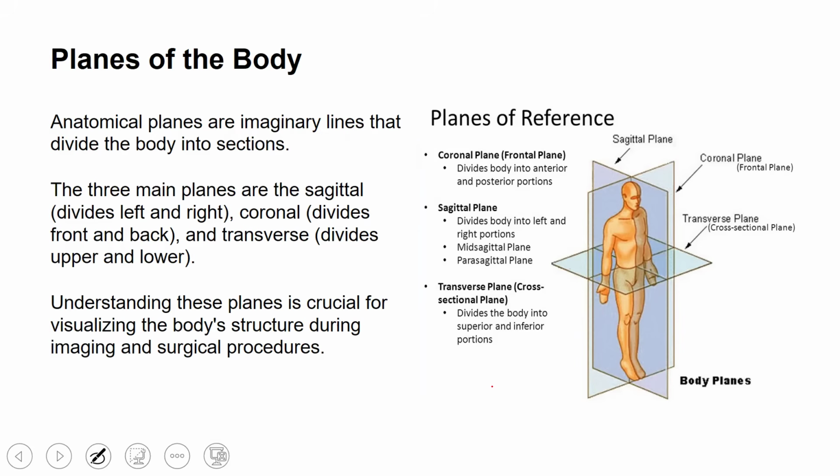So that is the planes of the body. They are anatomical planes that describe imaginary lines that divide the body into sections. And the three main planes are the sagittal. We have the sagittal plane. Sagittal plane divides left and right.